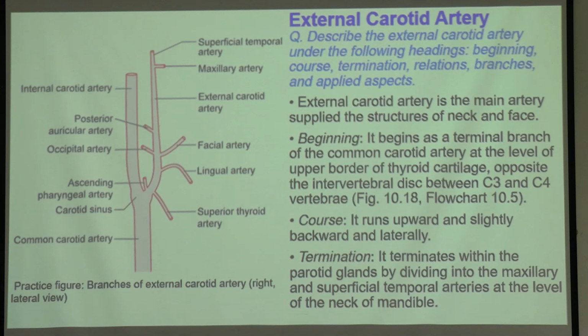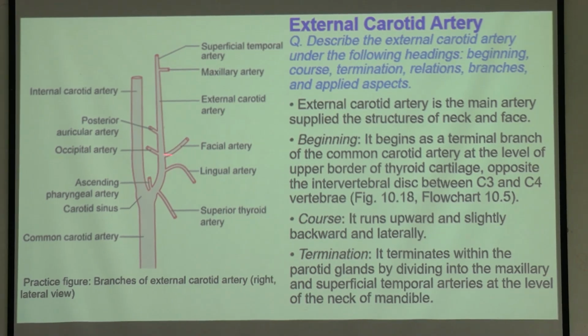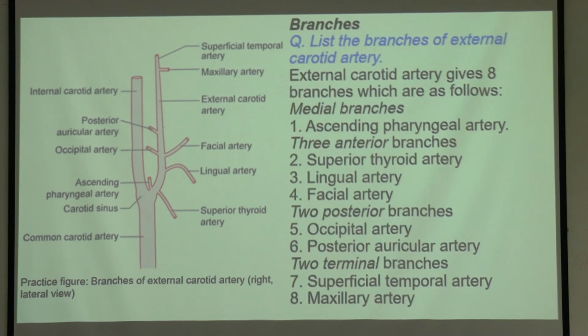So this is the external carotid artery. We can see the branches. So many branches from the external carotid, no branch from the internal carotid in the neck. Superior thyroid, lingual, facial, ascending pharyngeal, occipital, posterior auricular, and the terminal branches are maxillary and superficial temporal.